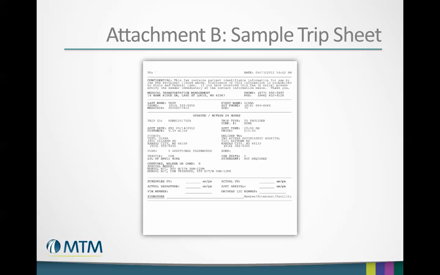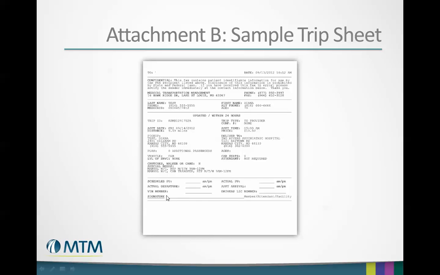So if the member uses crutches, a walker, or a cane, we'll note that there for you. We'll also note if this is what we refer to as an RTP, or part of an RTP. So if the member goes to dialysis on Monday, Wednesday, and Friday at 10 a.m., that's what we call an RTP, or recurring trip. We'll note that for you again, just so you know that this is part of a recurring trip.